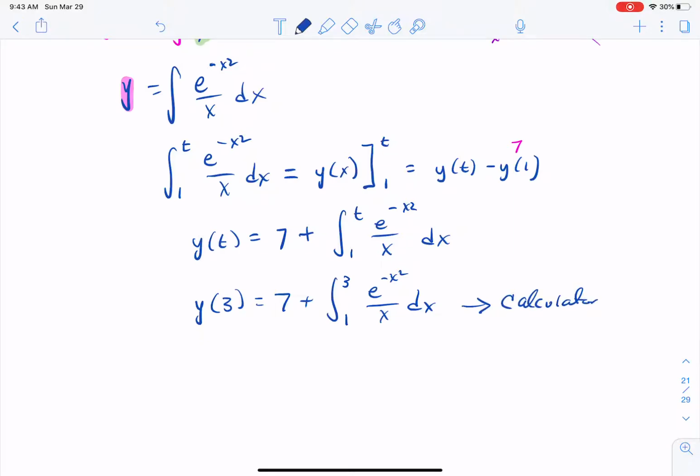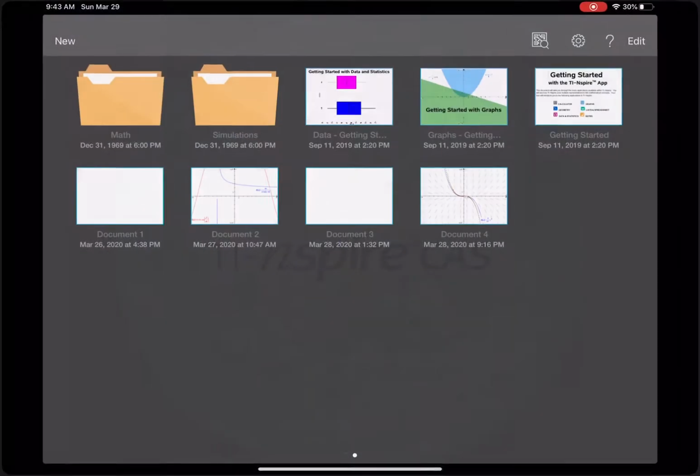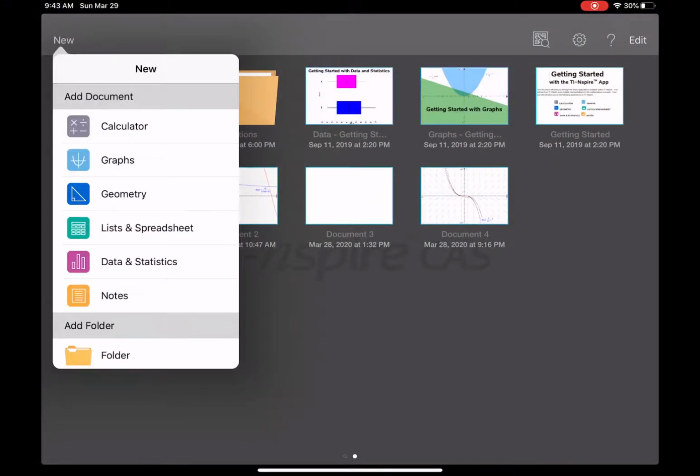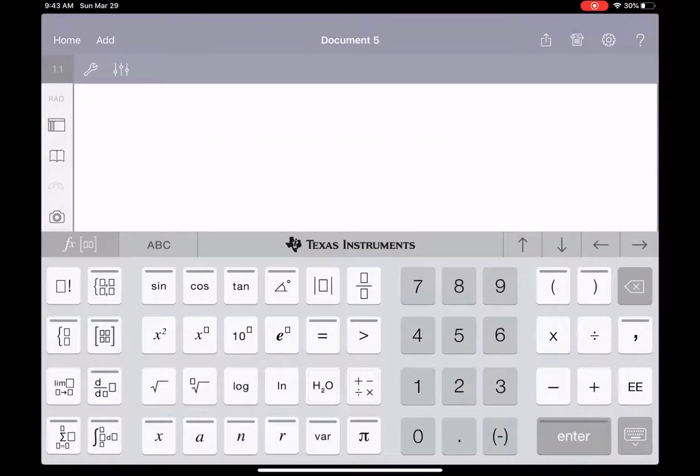So we'll pull up our calculator. Start a new fresh one. We need the calculator part of it. And we're starting with our initial condition, which was 7 plus the definite integral from 1 to 3. And inside here, we got a little fraction-y thing: e to the negative x squared over x dx. Get inside that box. And then I wonder what it does if I just hit enter.